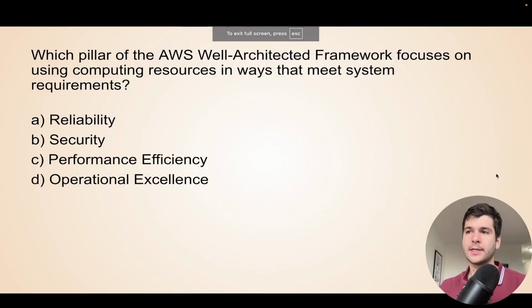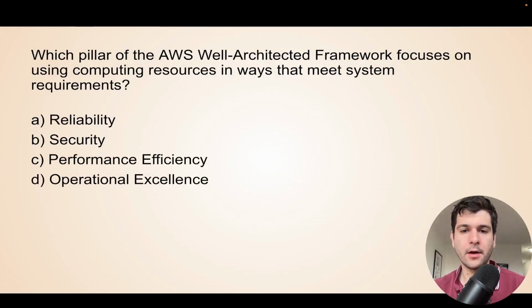All right, so question number one, we're kicking it off with the Well-Architected Framework. Which pillar of the AWS Well-Architected Framework focuses on using computing resources in ways that meet system requirements? And we have here reliability, security, performance efficiency, and operational excellence. So there's definitely going to be some questions on the Well-Architected Framework on the exam. These are 4 of the pillars. The 5th one, which you don't see here, is cost optimization.